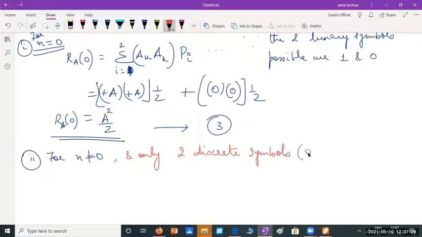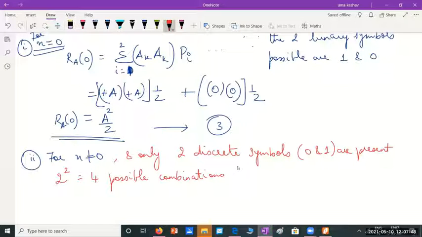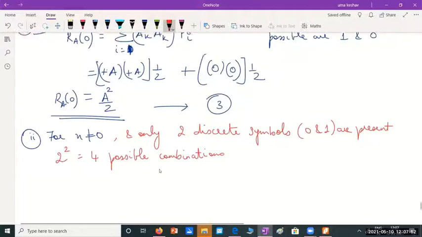Symbols 0 and 1 are present. How many combinations will I have? We have 2 square or 4 possible combinations. Just like before, 4 possible combinations. Let us list all those 4 possible combinations.